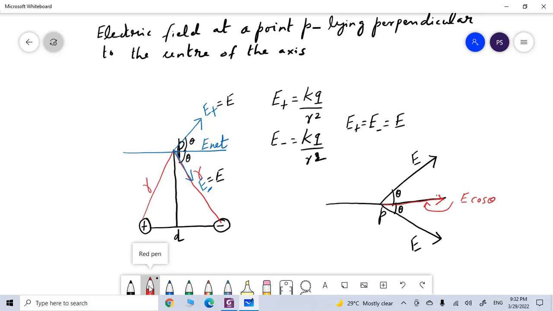This one. Similarly, if you want to resolve this in terms of vertical component, this is going to be it, and this will be E sin theta. Similarly, for this vector, if you want to resolve it into vertical and horizontal components, the horizontal component once again is going to be E cos theta. The vertical component is going to be E sin theta.